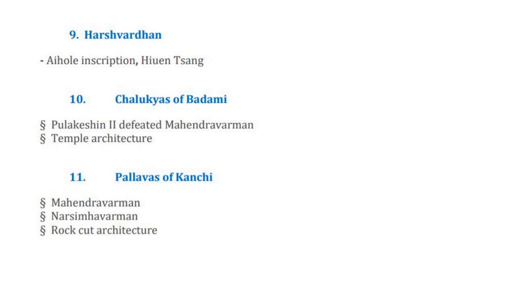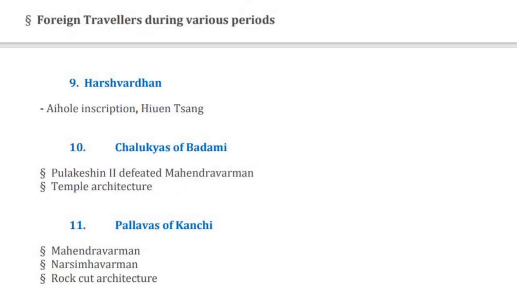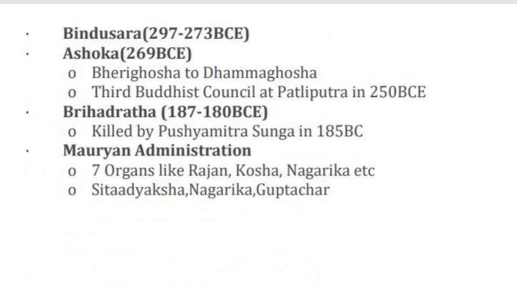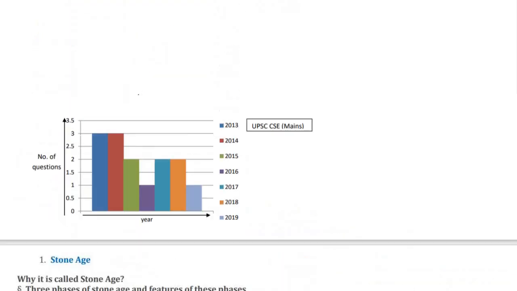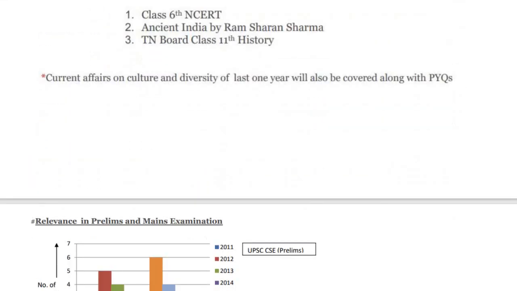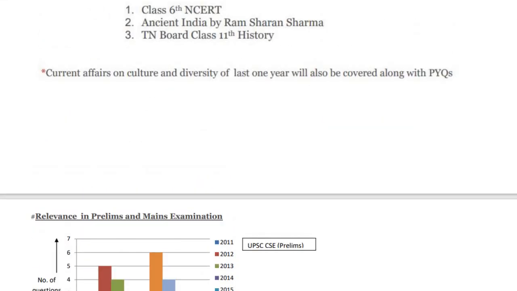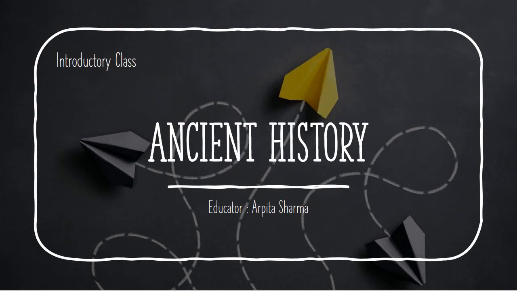So this is how you have to prepare for ancient Indian history. I have told you the books also, R.S. Sharma, class 6th NCERT and Tamil Nadu class 11 state board book. तो ये मैंने आपको resources भी बता दिए हैं and last 1 year's current affairs along with the PYQs of last 8 years. ठीक है? So this is the complete package of how you have to study ancient Indian history.